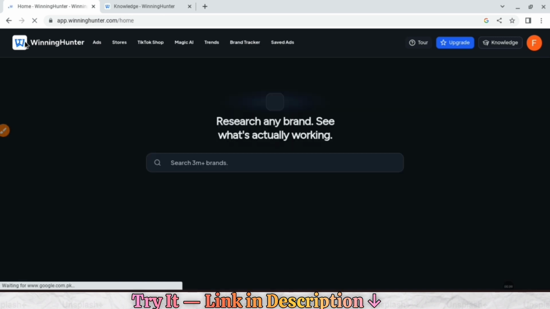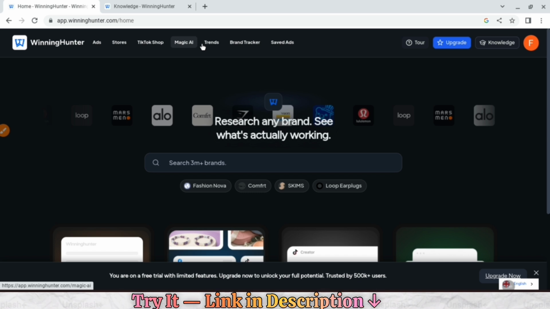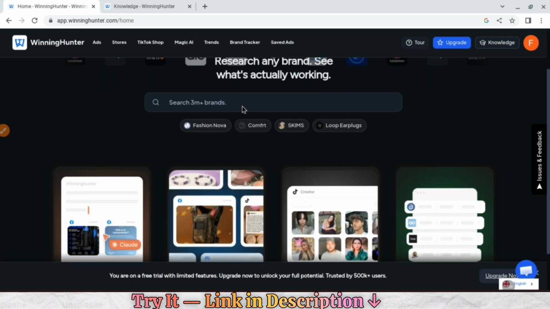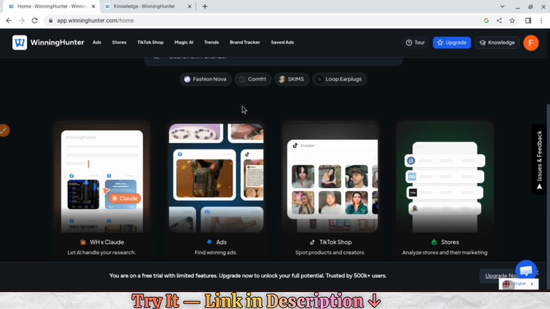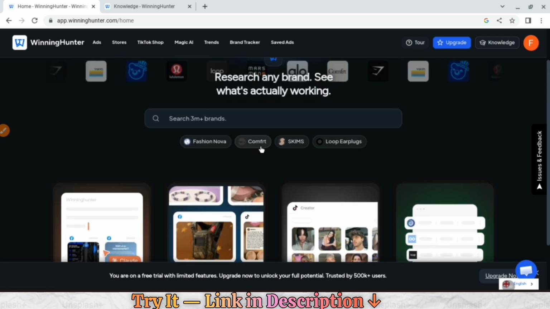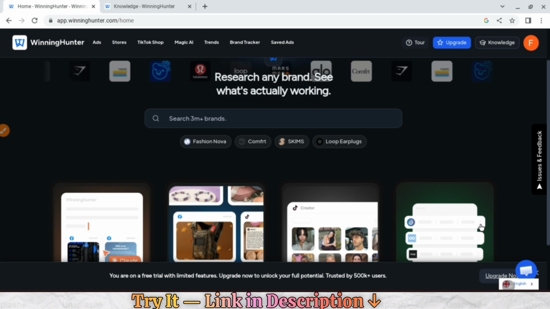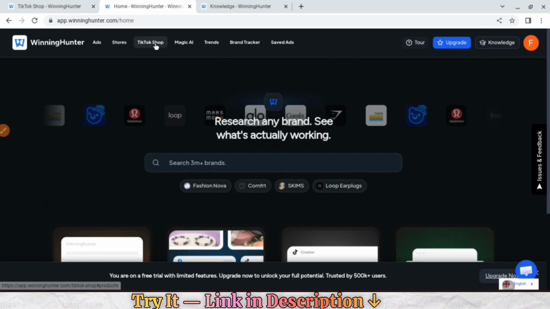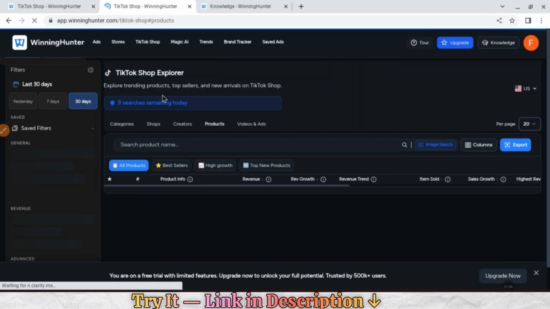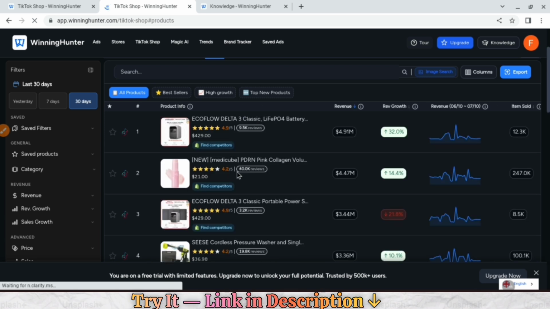Once you sign in, this is the main WinningHunter dashboard. From here, you can research Facebook and TikTok ads, explore online stores, discover TikTok shop products, analyze trends, and monitor competing brands. Instead of jumping between several different tools, you can complete most of your product research from one dashboard.